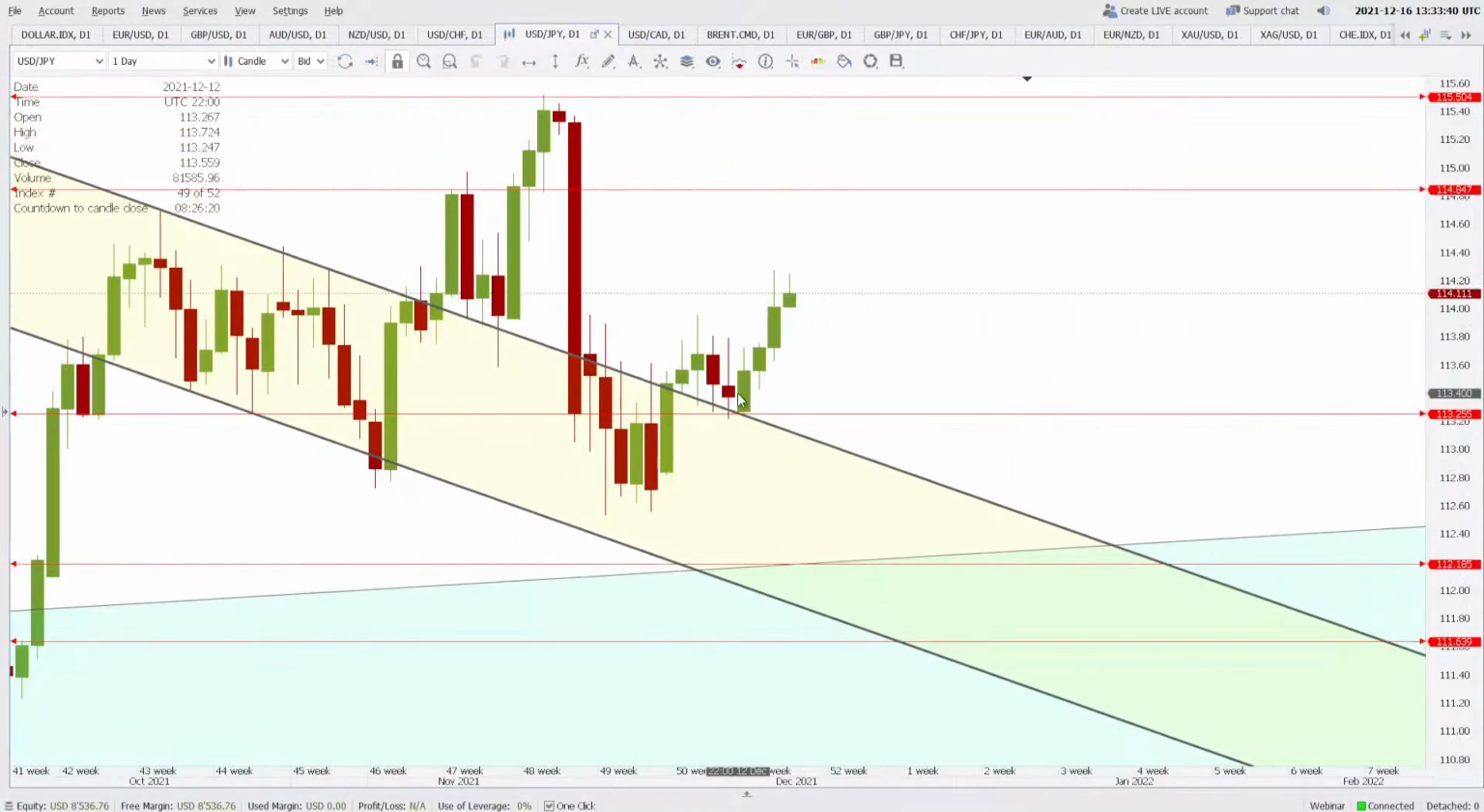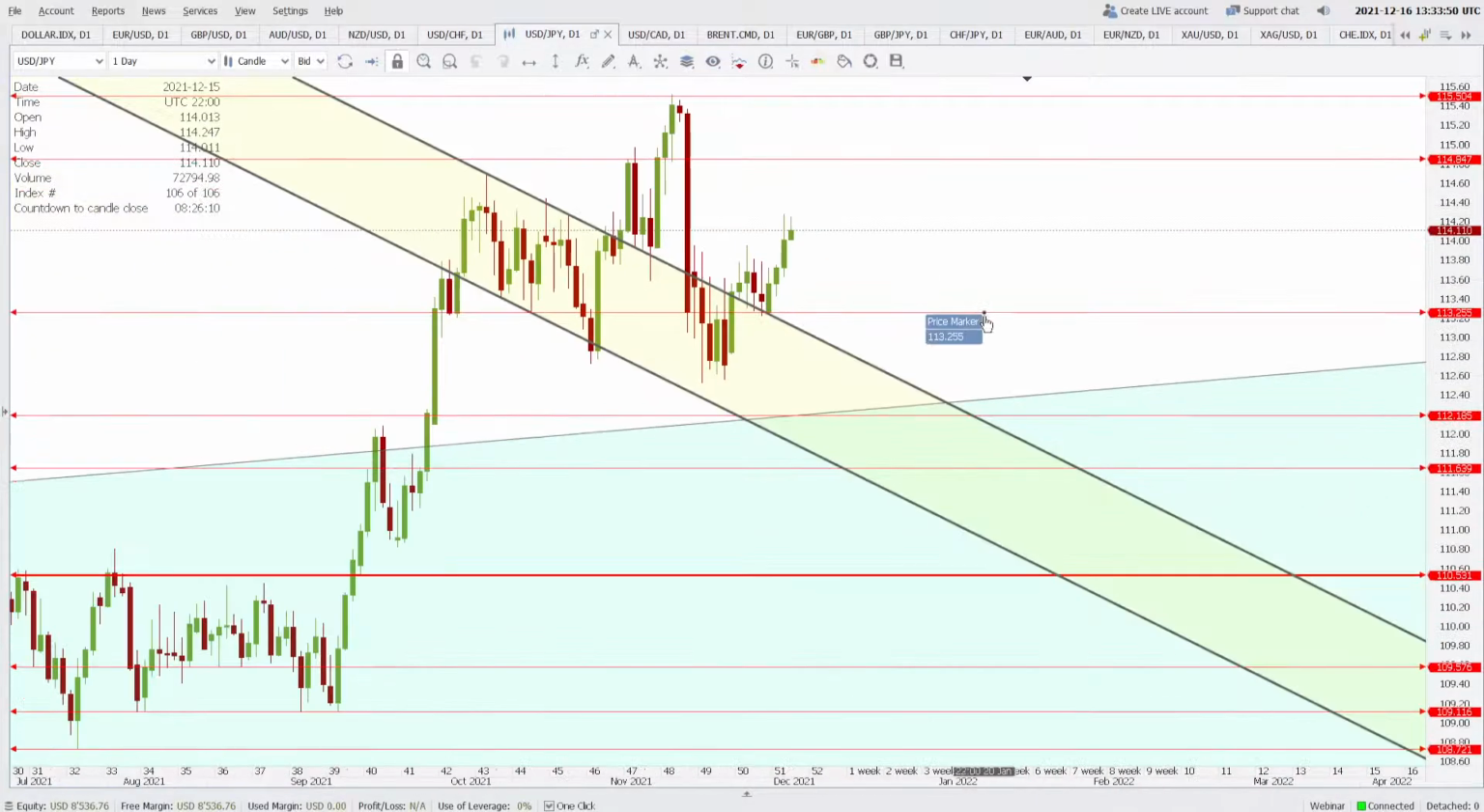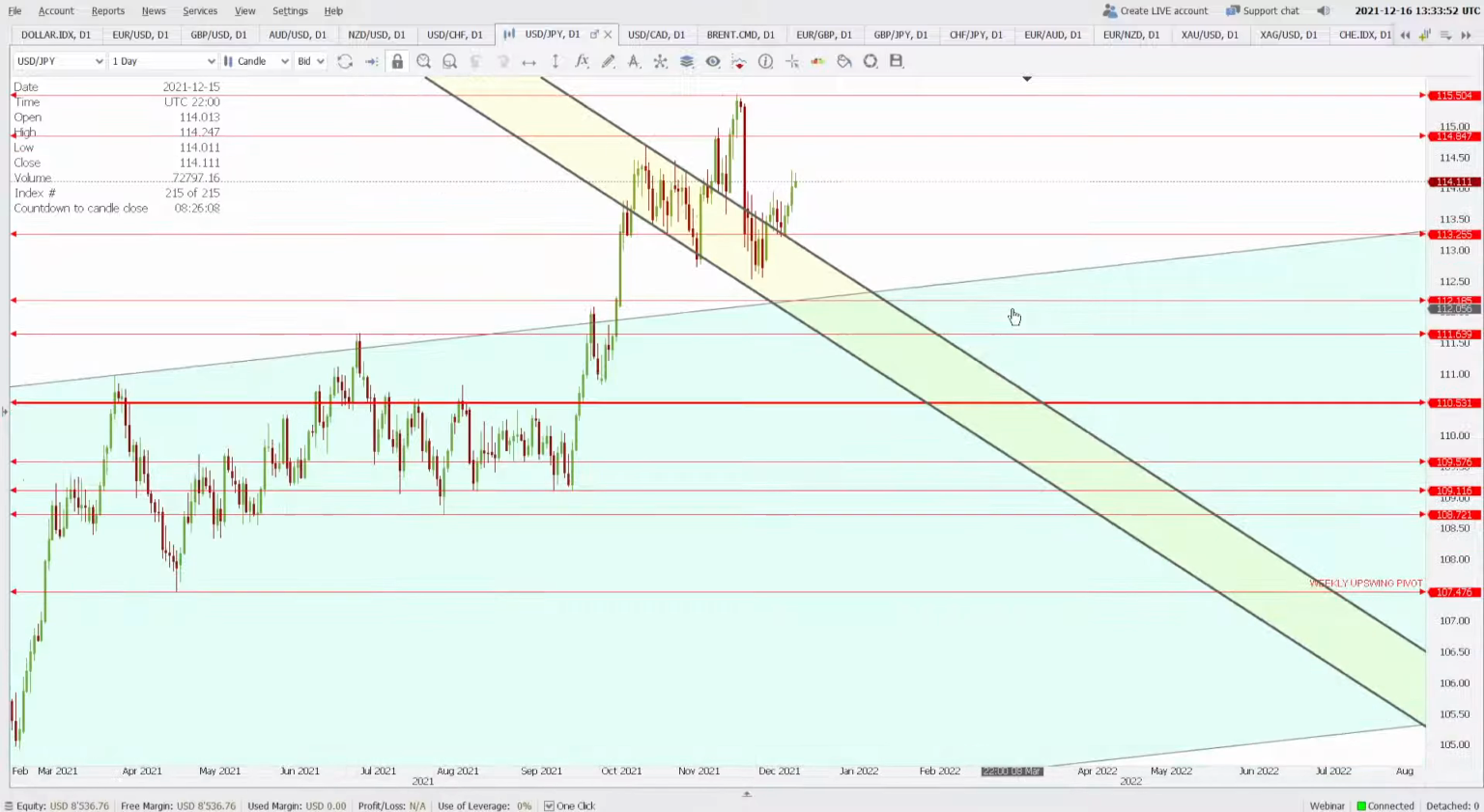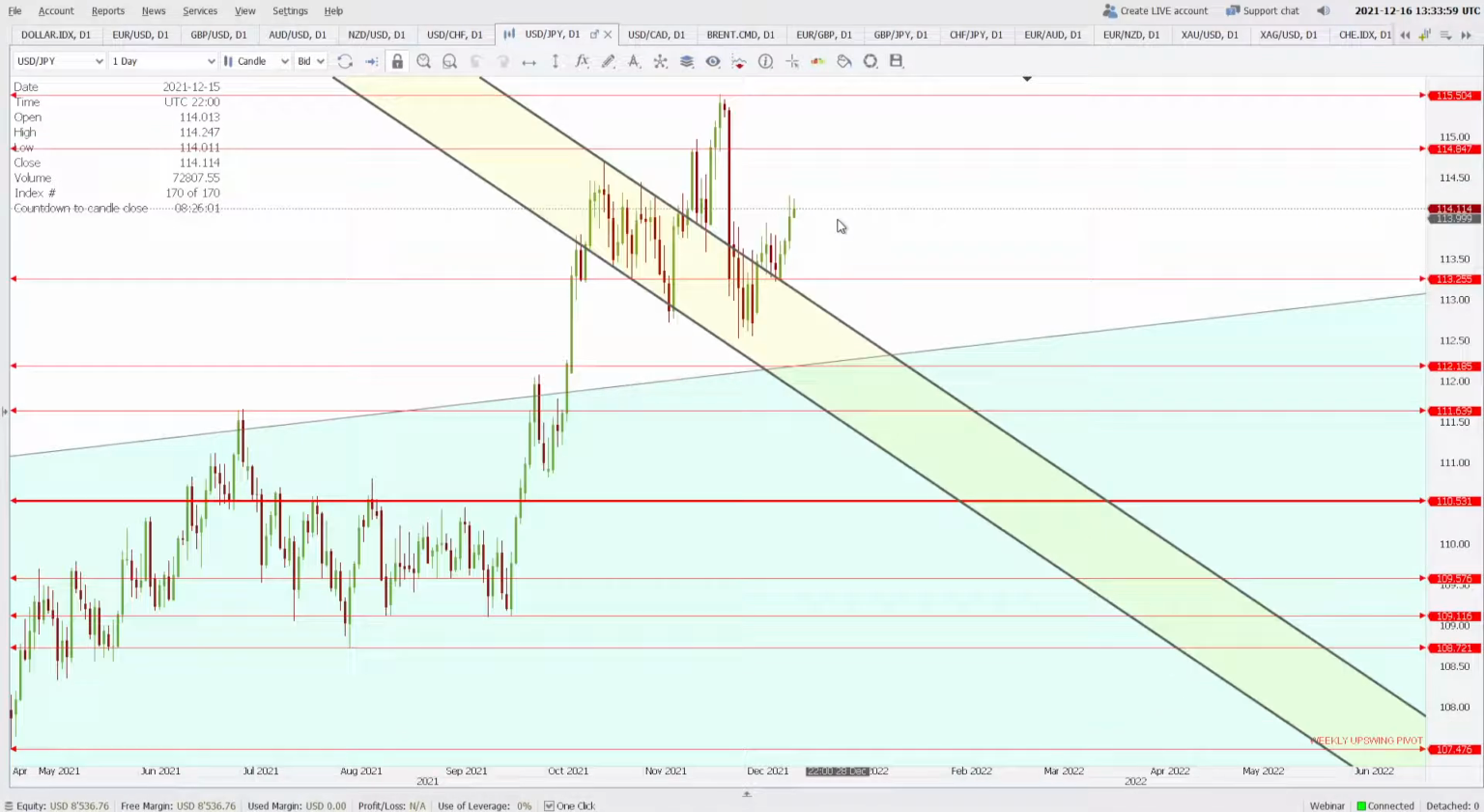USDJPY slowly, gradually, day by day is trying to increase in value against the Japanese yen, and 114.84 is the next level of resistance. 113.25 is the support. No pattern here, so I cannot say much about it, but yes, 113.25 is the support, 114.84 is the resistance.